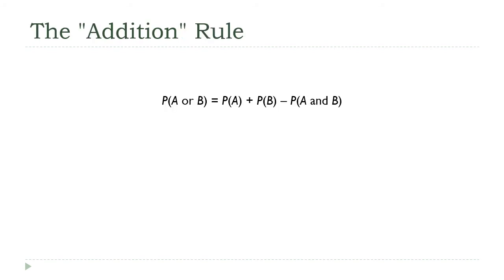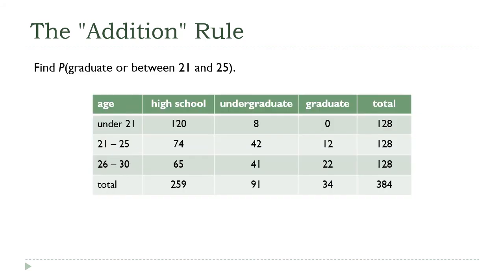So what I have here is our formula for calculating an OR probability, right? Sometimes called the addition rule because you add the probabilities together. You see what's happening here, right? I'm going to add the probability of A and the probability of B, and I'm going to subtract the probability of A and B. That's the overlap, right? That would be the 120 students that were in both categories in our previous example, right? So let's take a look at that, right?